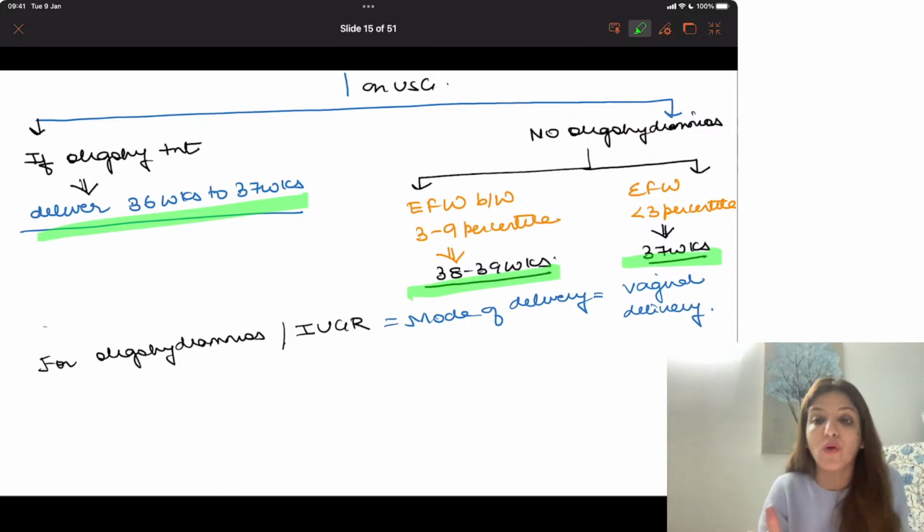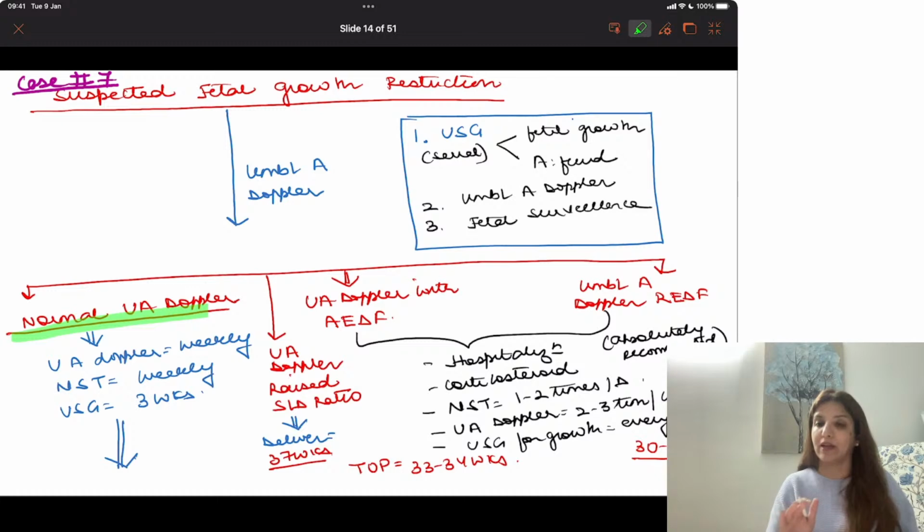Right? Now, for oligohydramnios or for IUGR, the mode of delivery is vaginal delivery. This is if you are getting a normal umbilical artery Doppler. This is a very, very important table which has been given in Williams. You cannot afford to miss it. Now, if they say umbilical artery Doppler with increased SD ratio.